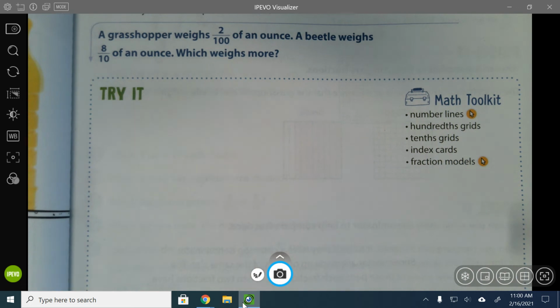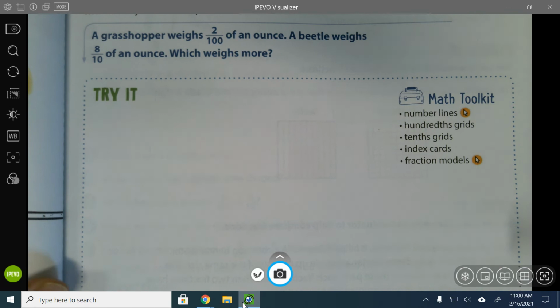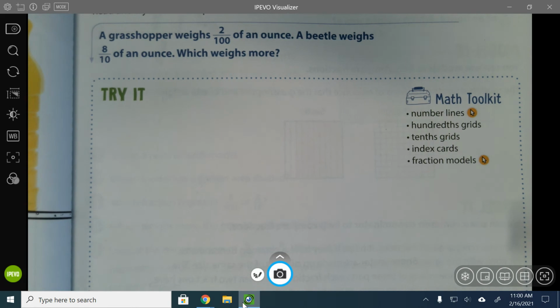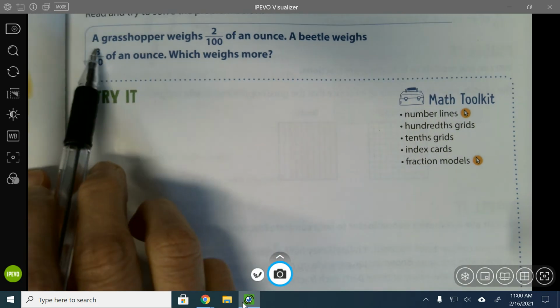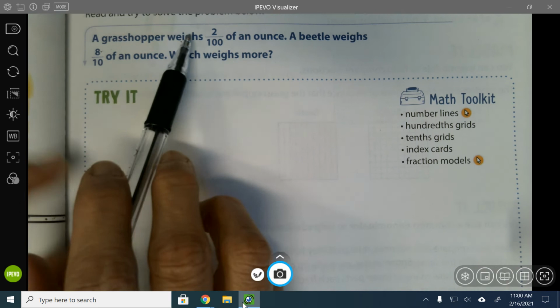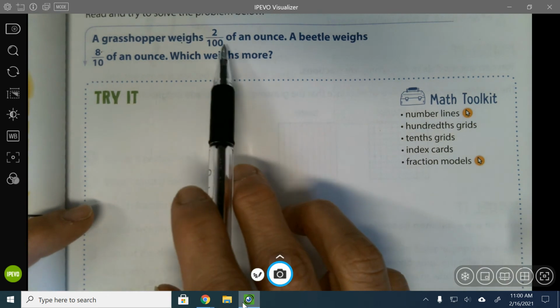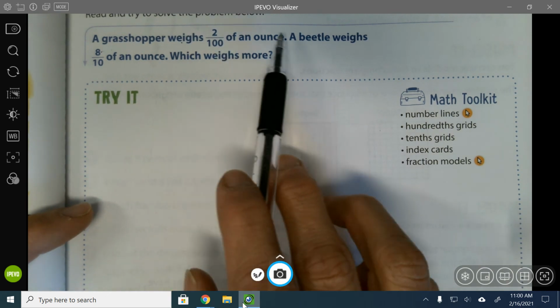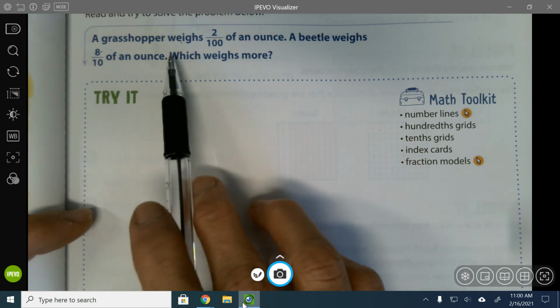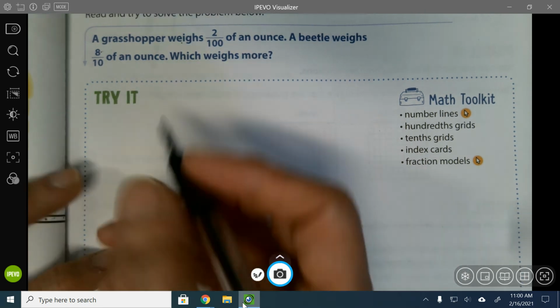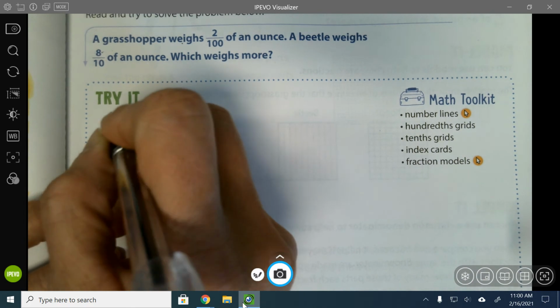Boys and girls, Miss Hu is on page 383 of your iReady math book. And this one, we are going to do a common numerator and denominator assignment. So here's the problem. You have a grasshopper that weighs 0.02 of an ounce. A beetle weighs 0.8 of an ounce. Which weighs more?